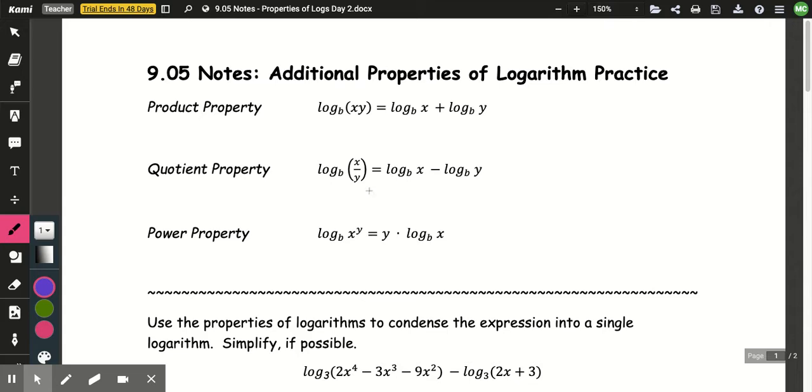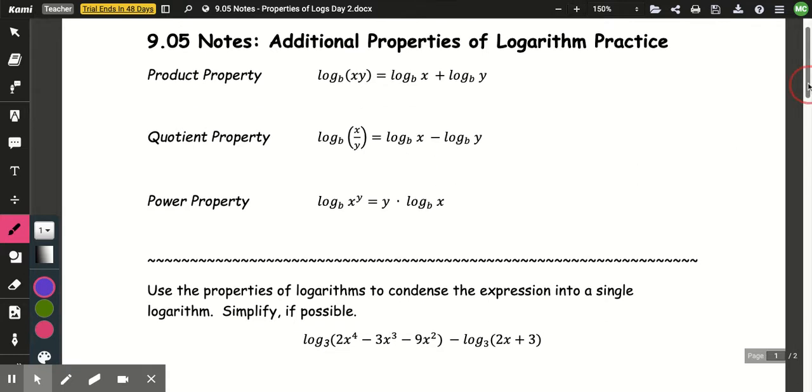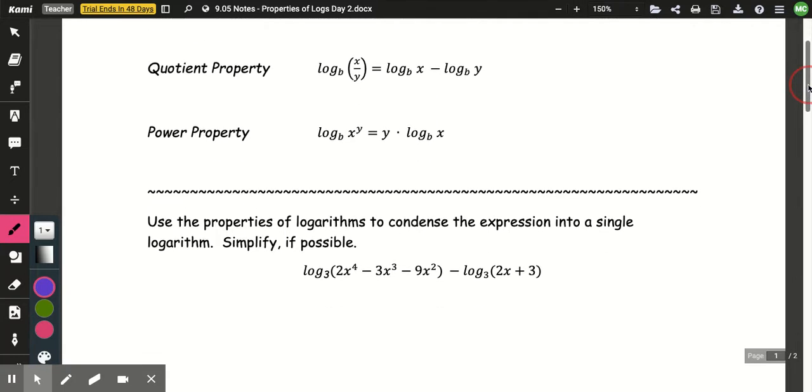The quotient property is log base b of x over y is equal to log base b of x minus log base b of y. And again, you can read that backwards or forward. And the power property is log base b of x to the power y is equal to y times log base b of x. And again, you can read that one backward or forward as well.